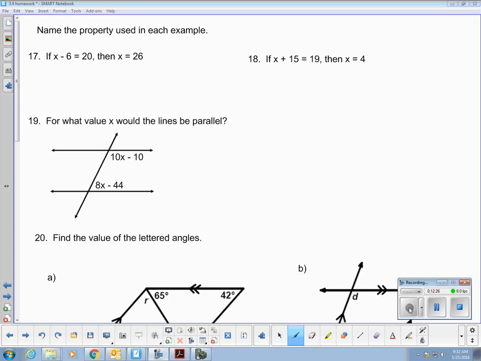Number 17 and 18 is asking for the property used in the example. So in number 18, what I noticed is to solve for x, to get x equal to 4, I had to subtract 15 from both sides of the equation. So therefore, we say that we use the subtraction property of equality.